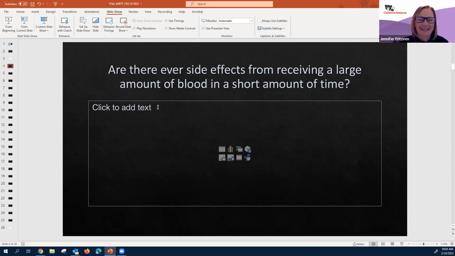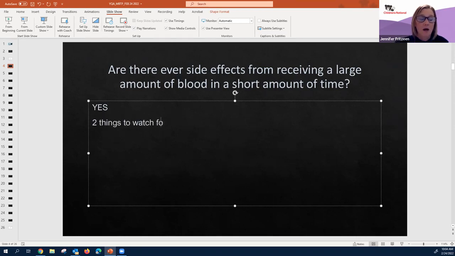Are there ever side effects from receiving a large amount of blood in a short amount of time? Yes, there's two things you need to watch for when you're giving large blood volumes, especially red blood cells. We want to watch for a drop in the calcium.